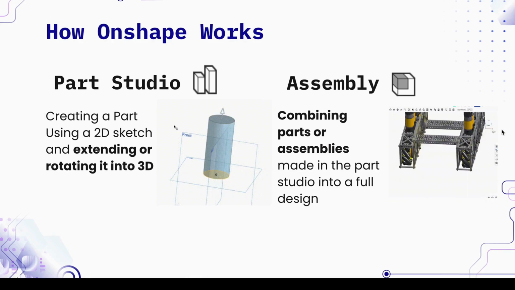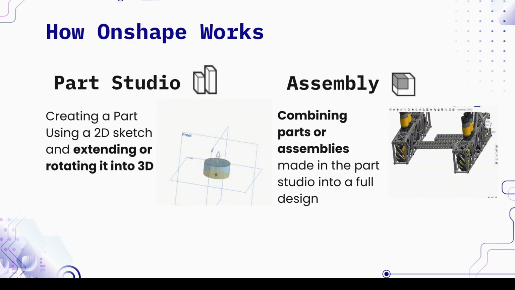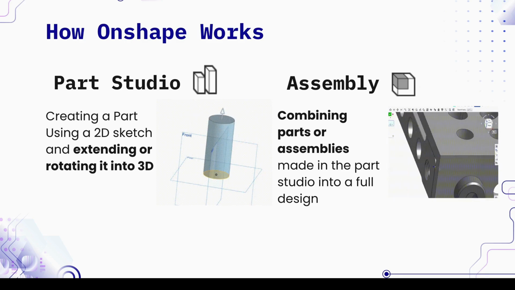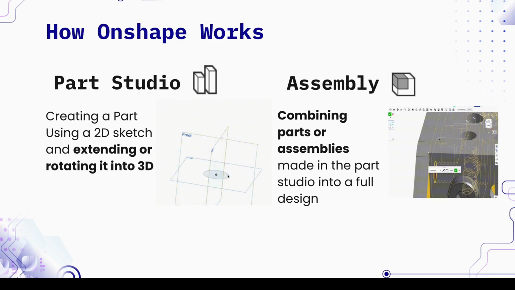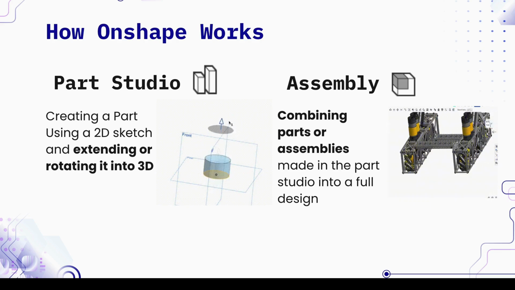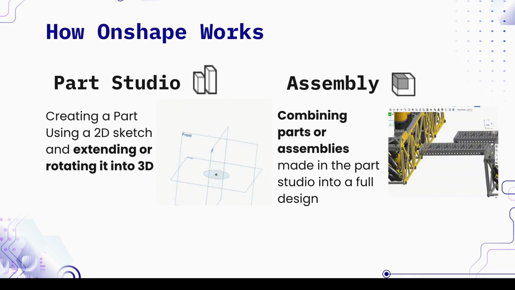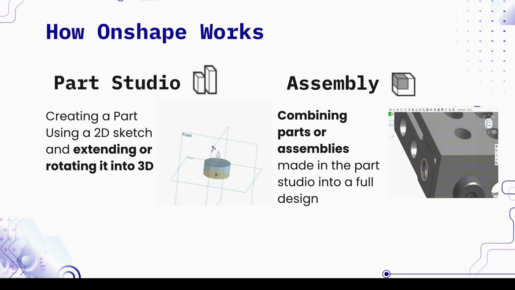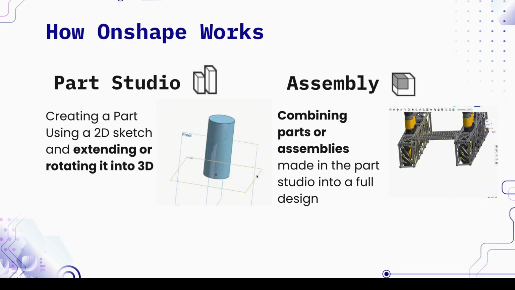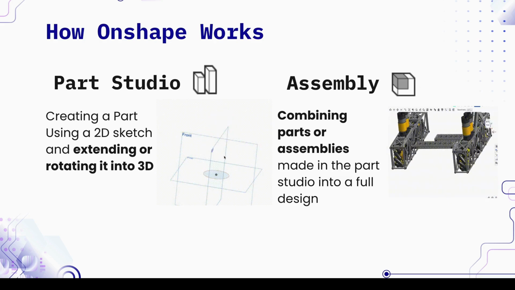So how OnShape works. OnShape is split into two basic systems, the Part Studio and the assembly. In a Part Studio, that's where you create the actual parts that you want to make. All parts in the Part Studio start as a 2D sketch, and then you can extend or rotate it into 3D. As you can see in the GIF, you start off with a 2D circle, and then it is extended into a cylinder. I could have also rotated it into a donut or into a sphere.